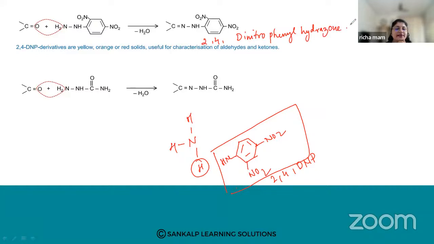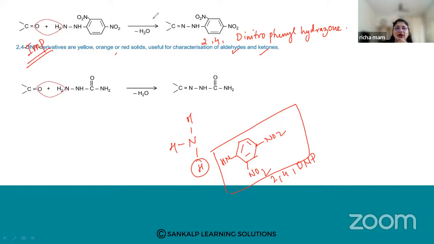Okay, is it clear? So 2,4-dinitro derivatives are yellow, orange or red in color, useful for characterization of aldehydes and ketones. The 2,4-DNP test is usually used to distinguish whether they are aldehydes or ketones. The respective color is shown by this particular test. So these are some of the important tests. Mark this also important, this is an asked question.